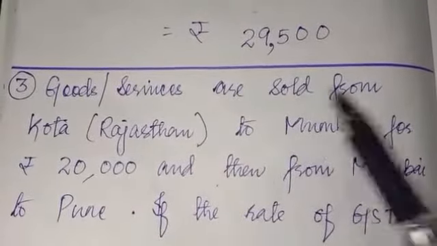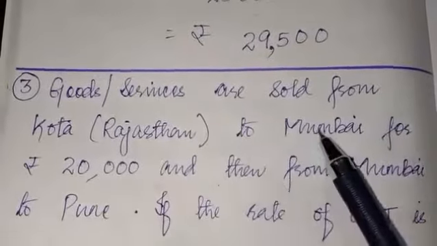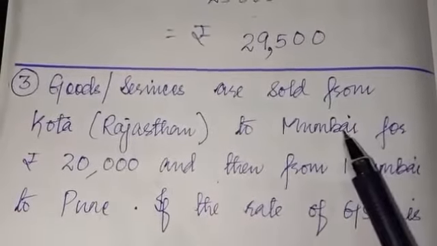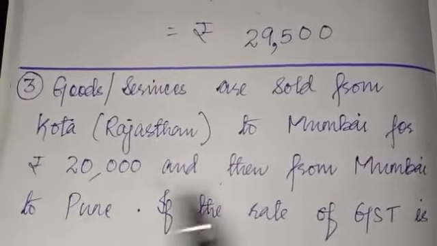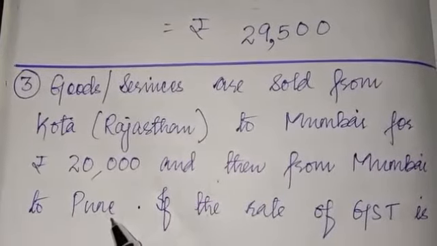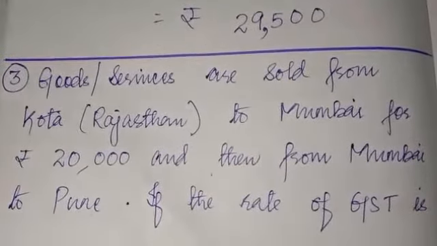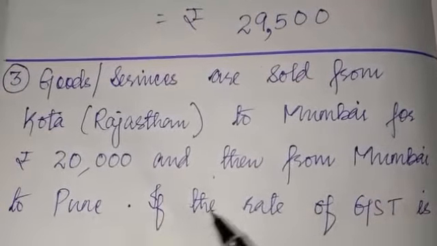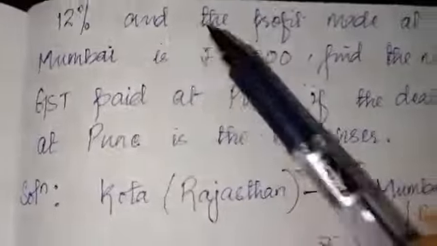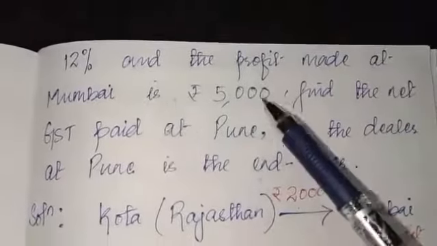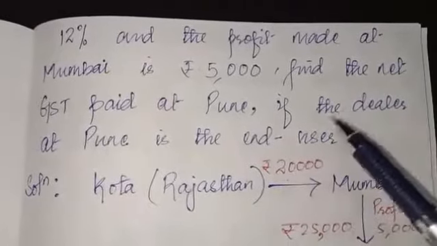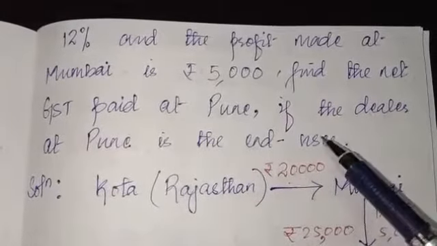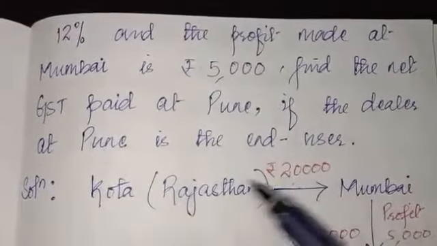Next, question number 3. Goods and services are sold from Kota, Rajasthan to Mumbai, a different state, interstate, for rupees 20,000, and then from Mumbai to Pune. Mumbai and Pune are in the same state, Maharashtra, so this is intrastate. If the rate of GST is 12% and the profit made at Mumbai is 5,000, find the net GST paid at Pune if the dealer at Pune is the end user.